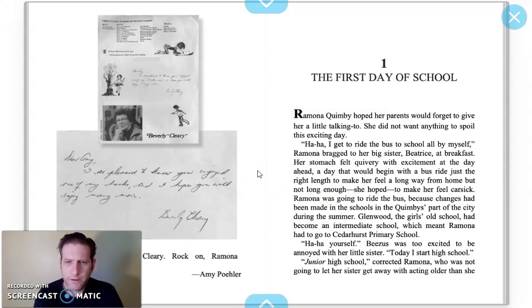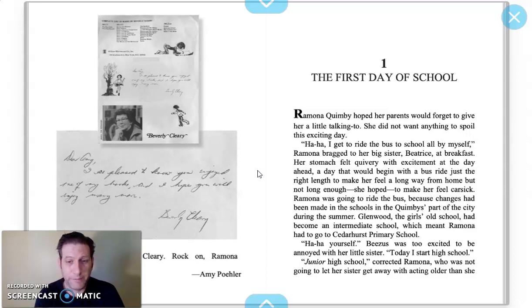Ramona was going to ride the bus because changes had been made in the schools in the Quimby's part of the city during the summer. Glenwood, the girls' old school, had become an intermediate school, which meant Ramona had to go to Cedarhurst Primary School.